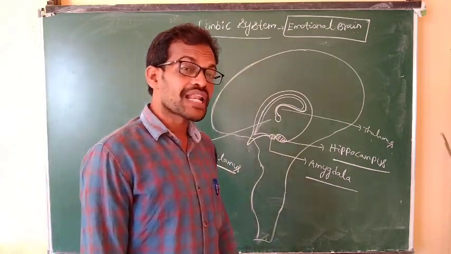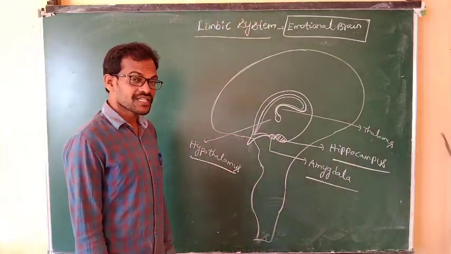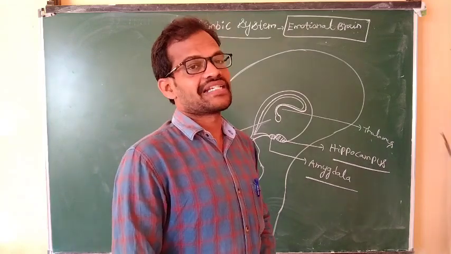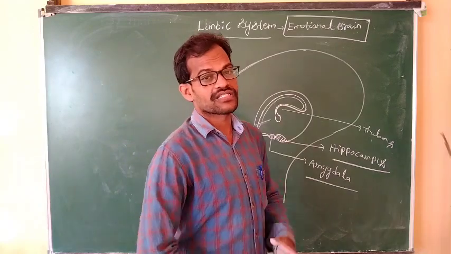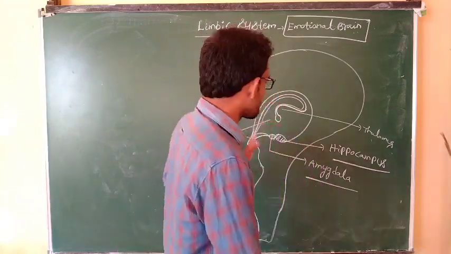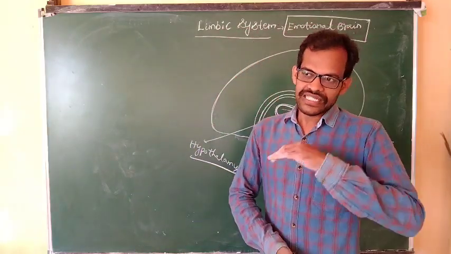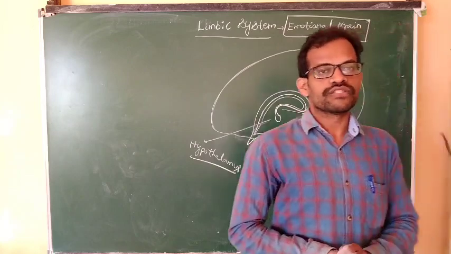What is the function of the hypothalamus? It controls our body temperature. It is the thermostatic center, and controls sweating, hunger, and thirst, and there is also the satiety center. Satiety means fullness of the stomach. Thalamus is the relay center, which means information is passed from the upper part of the brain to the lower part of the brain.